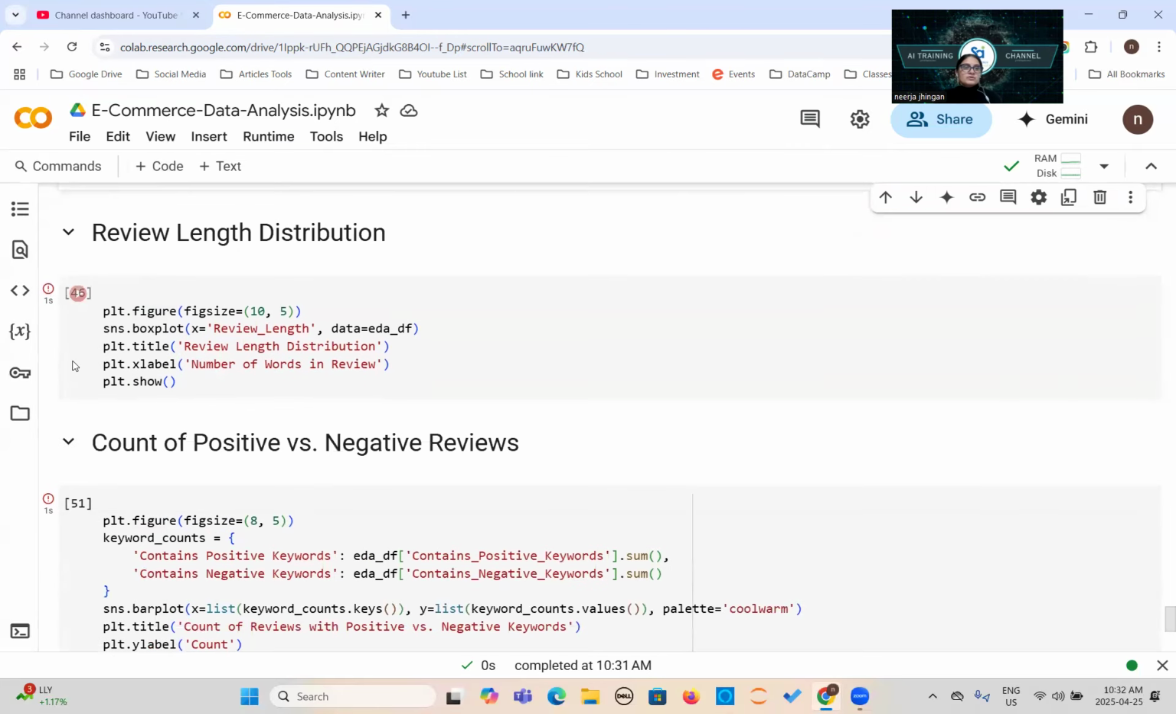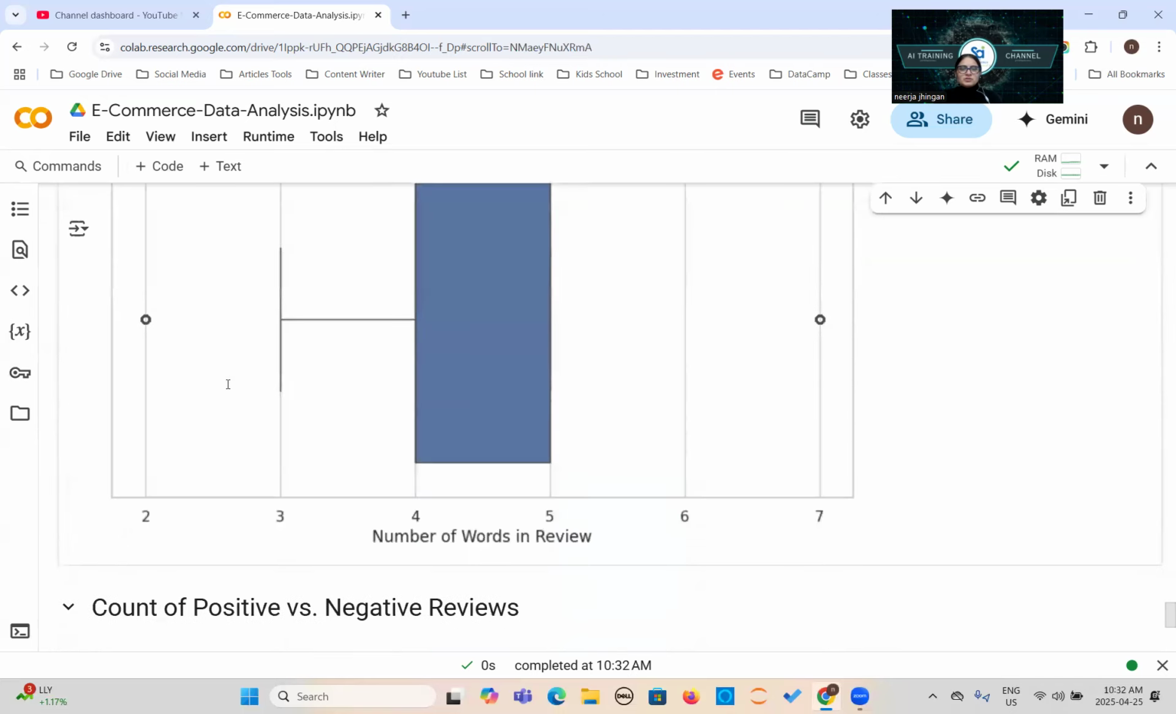And now we will check the review length distribution, the number of words. This means some of your customers give feedback with a maximum of 7 words. This is just for your backend understanding, not for your stakeholders. They are not interested in that. But if you are interested in how many words people maximum use, you can see they are using 4 to 5 words.